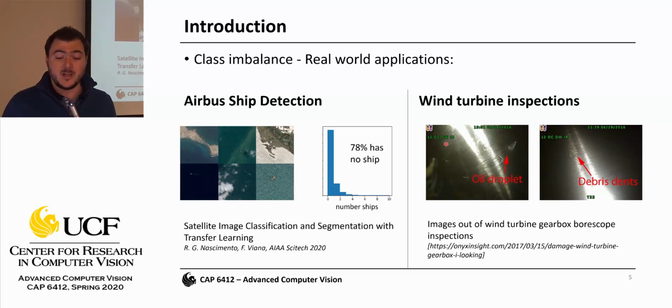And also in industrial applications, for example, with a real data set, here on the right we have images from a wind turbine gearbox borescope inspection, where we have two examples with some faults. On the right, those are debris dents, and on the left, oil droplets. So when you collect this data, you will see mostly nominal data with oil droplets rather than debris, and the model might have difficulties to actually correctly classify the faults in those data sets.